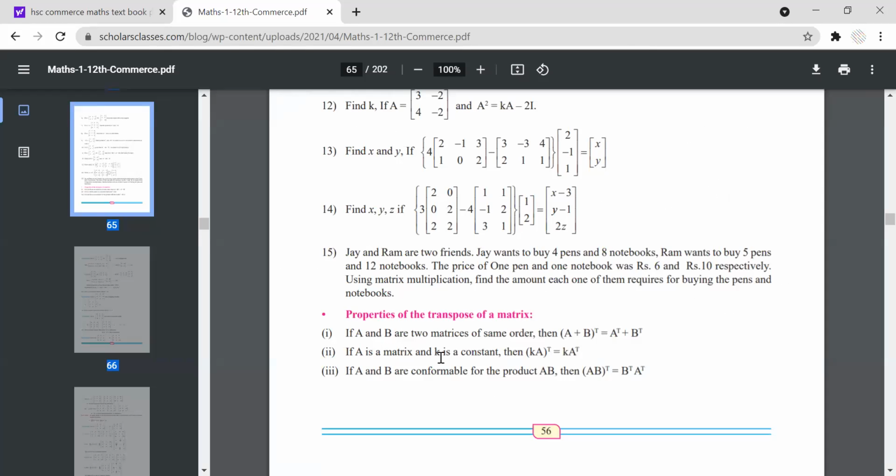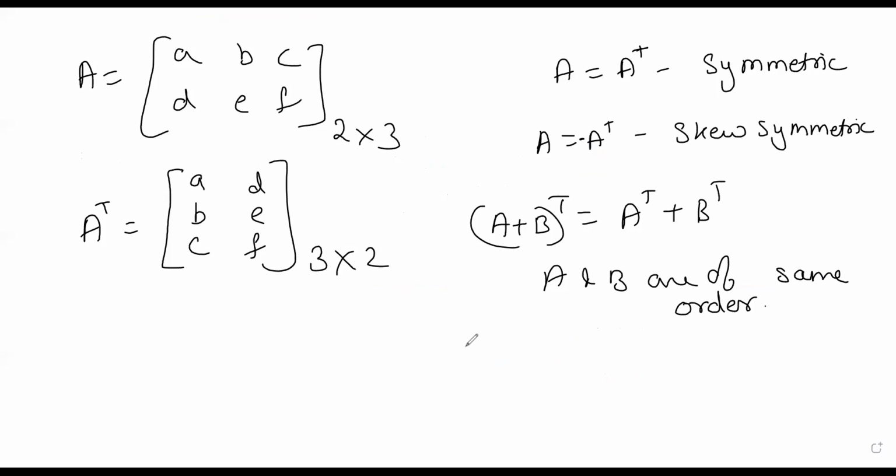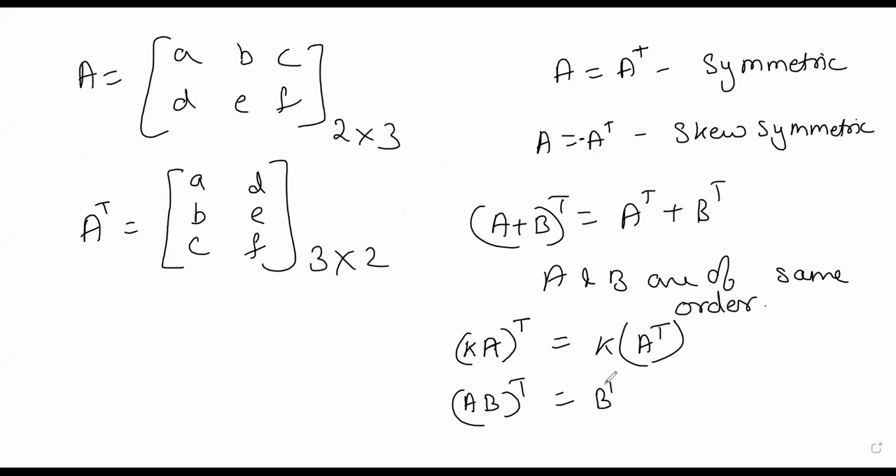Then if A is a matrix and K is a constant, then (K into A) transpose is K into A transpose. आप पहले कांस्टेंट के को मल्टीप्लाई करके फिर उसका ट्रांसपोज मैट्रिक्स बनाए, या आप मैट्रिक्स को ट्रांसपोज करके फिर उसका मल्टीप्लिकेशन करें, इट विल बी सेम. अगेन (A into B) transpose is B transpose into A transpose. This is the third property of transpose matrix.